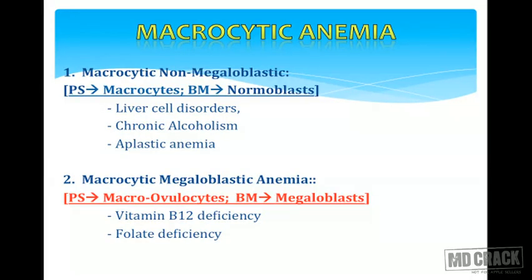Macrocytic but megaloblastic anemia. That means in peripheral blood you will see macrocytes, not only macrocytes but macro-ovalocytes, which are very classical for megaloblastic anemia. And in the same patient, when you do the bone marrow examination, you will see megaloblastic erythroid hyperplasia. So causes are mainly due to the combined deficiency of vitamin B12 and folic acid.